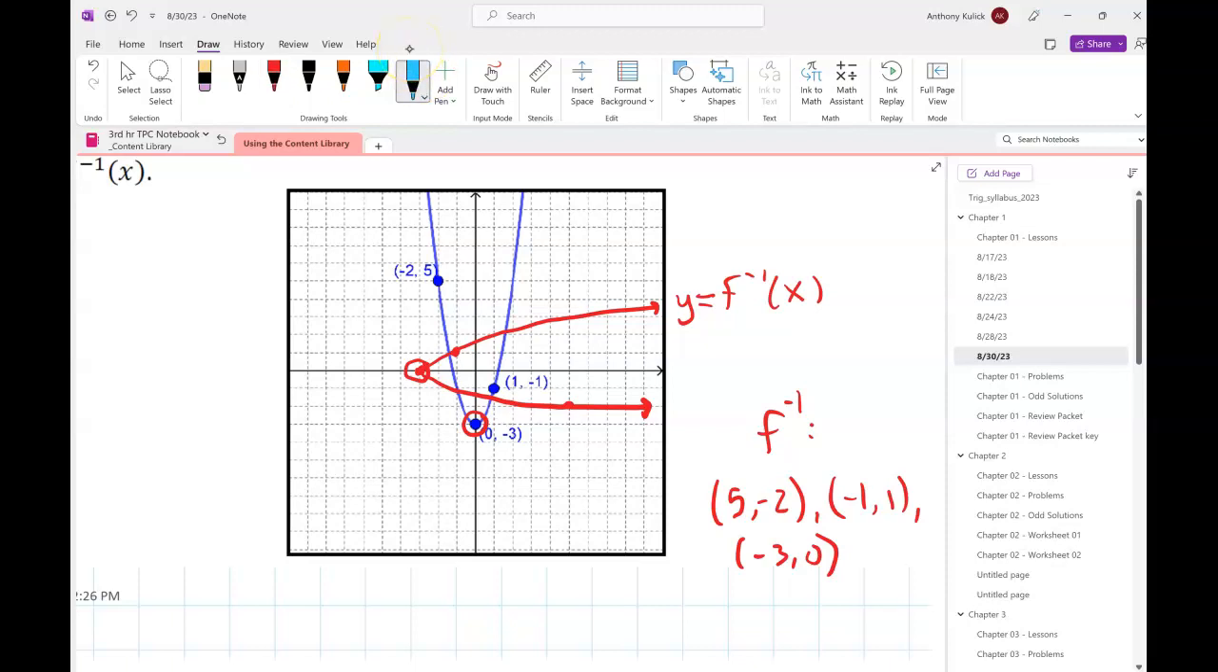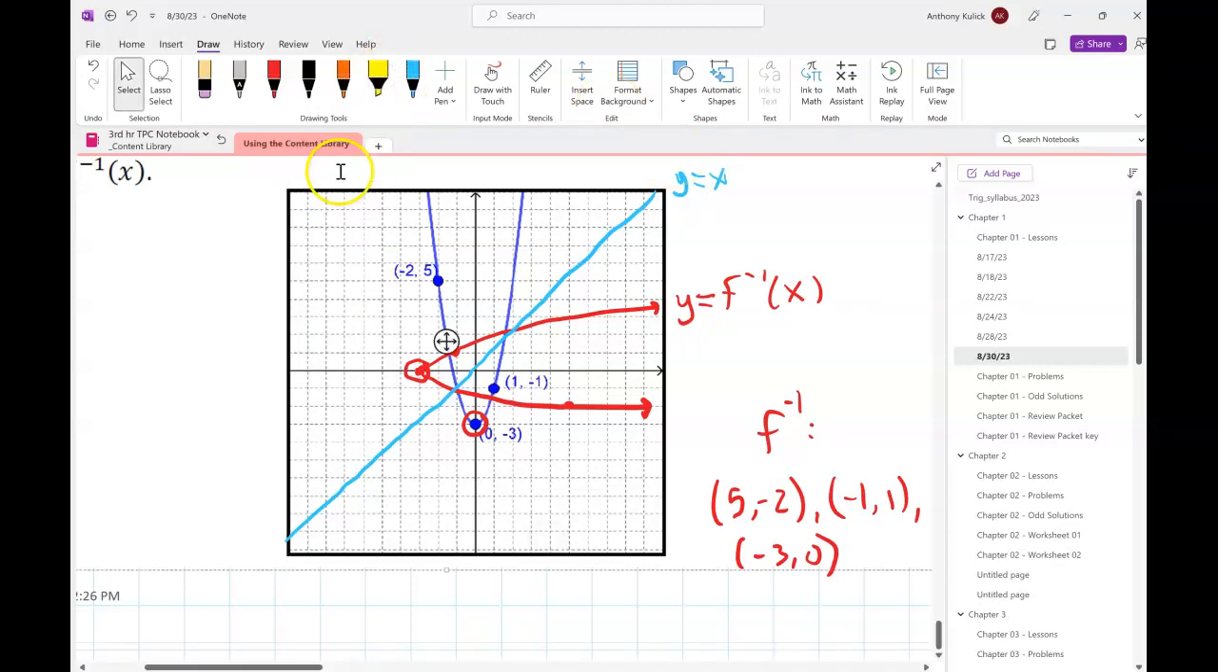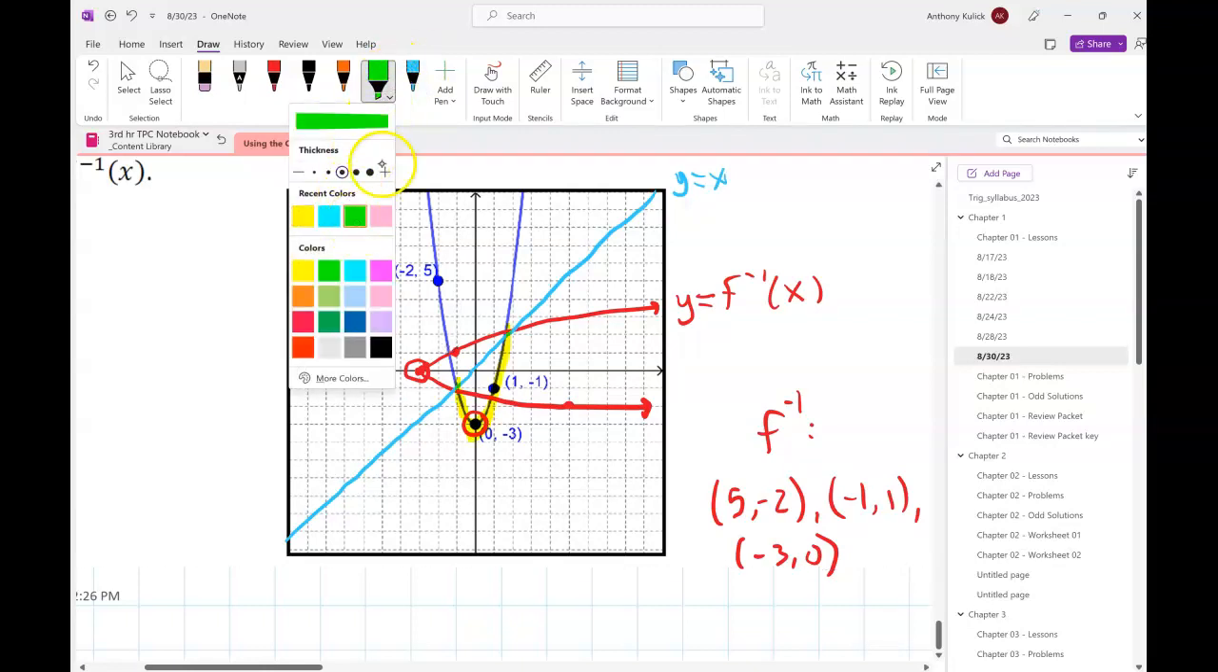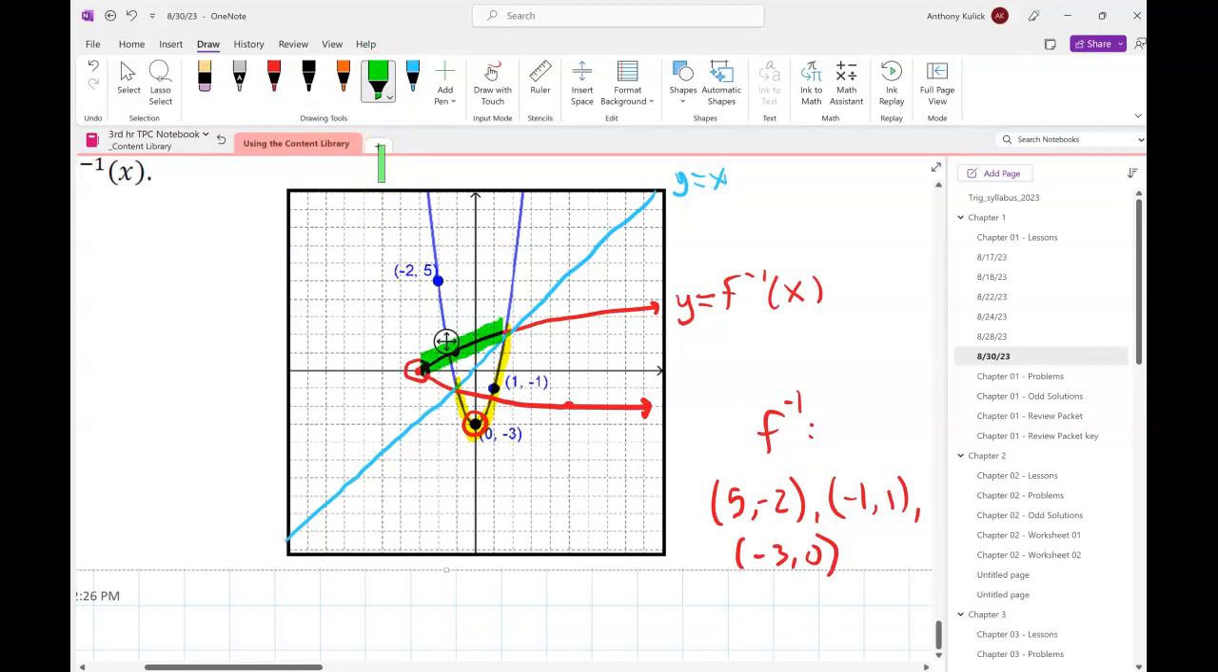Now you might also remember from your Algebra 2 class, if we plot the line y equals x, we notice that f and f inverse are reflections of each other across that line, y equals x. So if I look at this part of f, when I reflect it across the line y equals x, it becomes that part of f inverse. You kind of see that? Maybe.